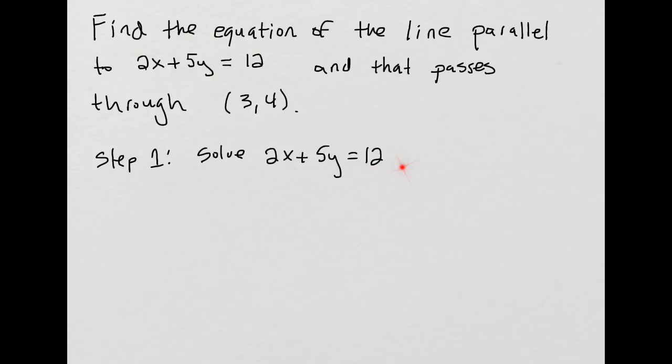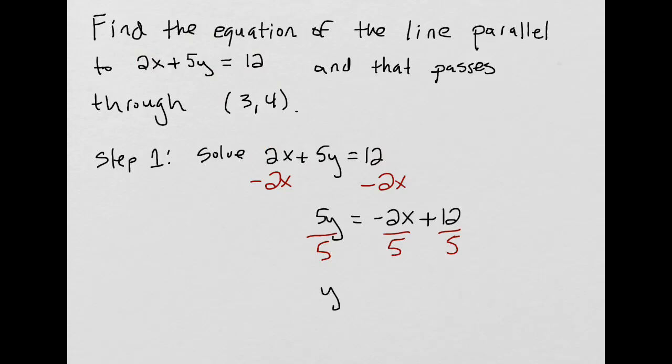Okay, so I've written out our first step. And putting something in slope-intercept form, equation of a line, is nothing more than just solving the equation for y. So our first step in doing that is let's subtract 2x from both sides. That leaves us with 5y on the left-hand side. On the right-hand side, we'll have negative 2x plus 12. And then the next step is let's divide both sides by 5, and that will get y alone. So what we're left with is y equals negative 2/5 x plus 12 over 5.